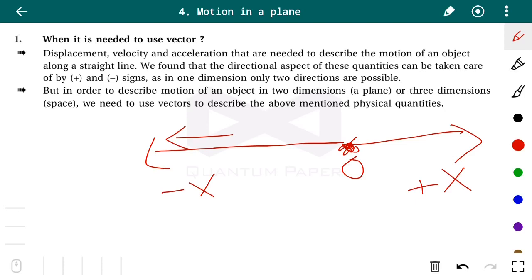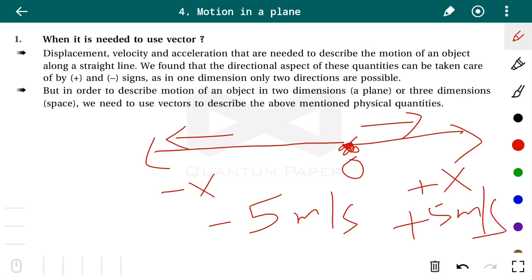If the object is moving towards the negative x-axis, let us consider the velocity of the object, for example 5 meter per second. Then 5 meter per second is the magnitude of the velocity, and the direction is towards the negative x-axis. So we can write it as minus 5 meter per second. And if the object is moving towards the plus x-axis, we can consider the velocity as plus 5 meter per second.